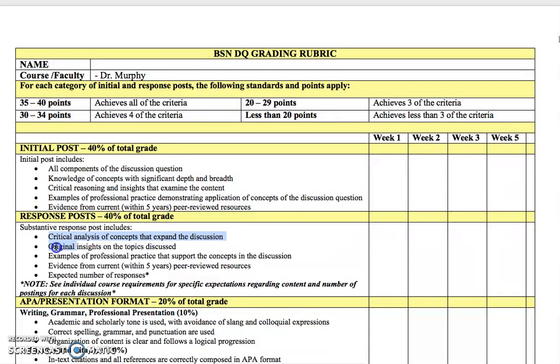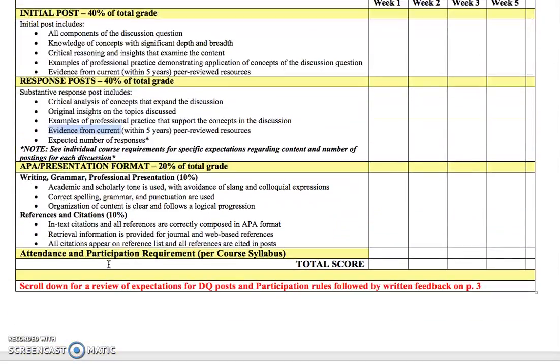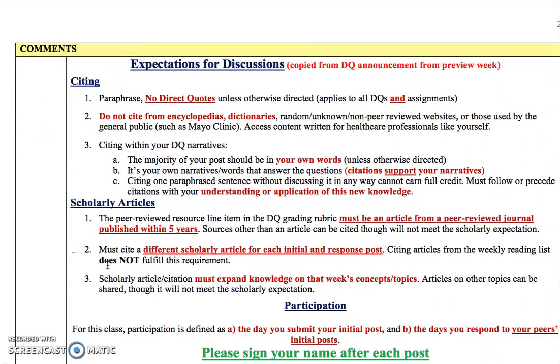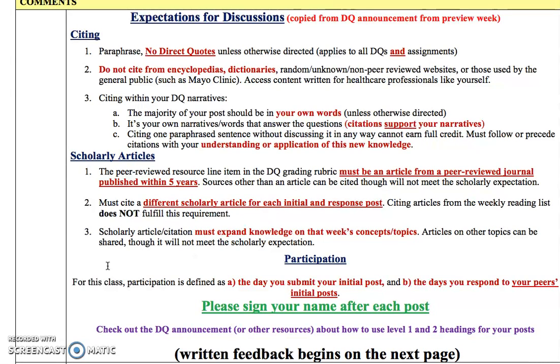Okay, so for the response post, you'll see that there is an item for the scholarly article. Since there are 2 responses due for each discussion, I split that 6 points up between the 2 articles. So if one post has 1 article and the other does not, the maximum points you can earn is 37 points. Okay, so now I'm going to scroll down to the expectations that I have specified for my class.